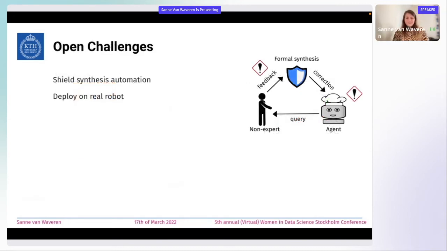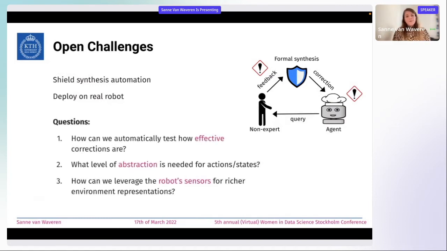But of course, research never ends, so there are still some open challenges. For example, we have not automated the shield synthesis yet, and we have not deployed this on a real robot. So there are questions that remain, for example, how we can automatically test how effective corrections are. Is the input from humans sensible, and are they actually correcting the failure at hand?